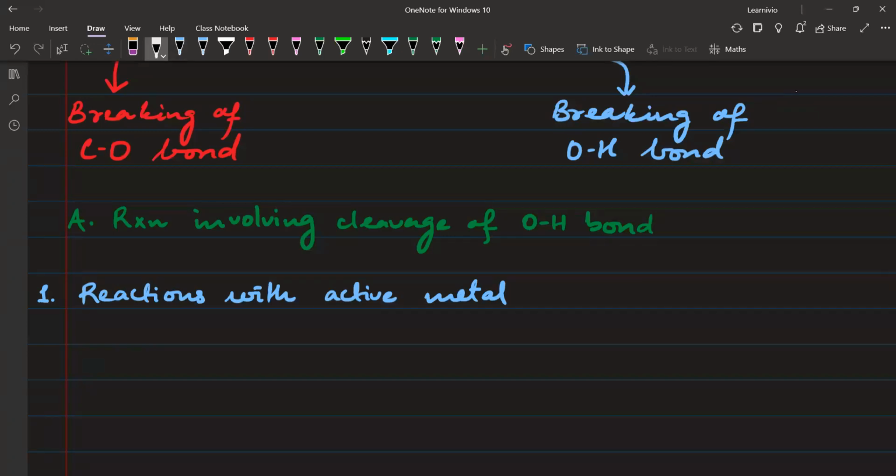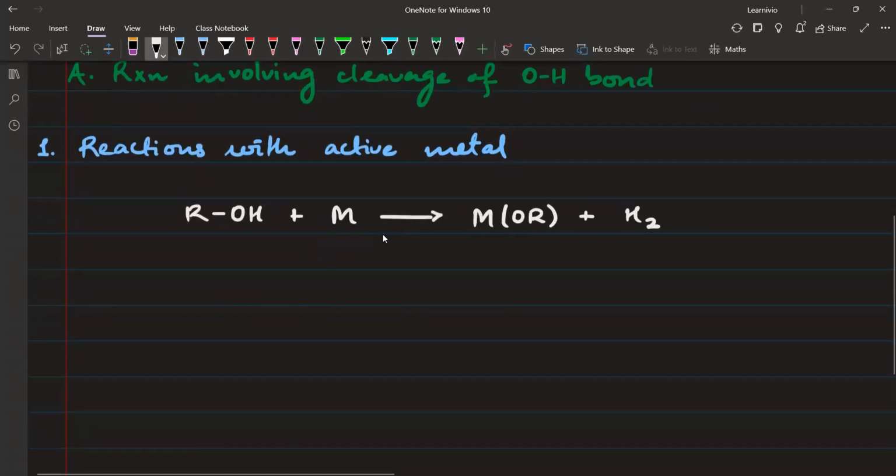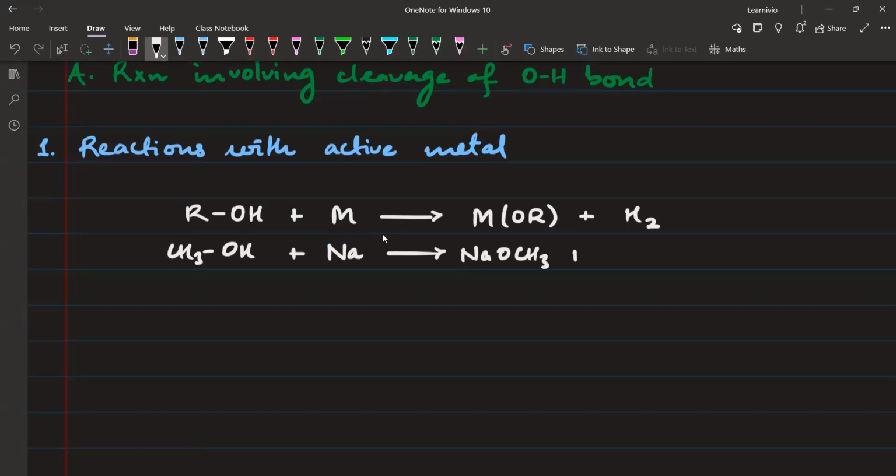So please write the first reaction: generally speaking, alcohols will react with metal. They will form metal alkoxide, which will look something like this, OR, and hydrogen gas will be liberated. You can balance this out, but this is the general reaction that is going to happen. Metal alkoxide plus hydrogen gas. So alcohol on reaction with metal gives hydrogen. For example, if I have CH3OH and a metal sodium, it is going to give you sodium methoxide, NaOCH3 plus H2 gas.